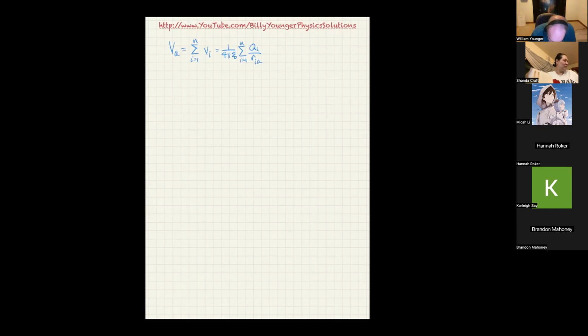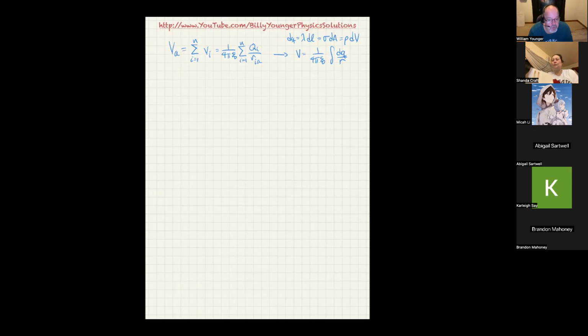Of course, if you didn't have that, you could have a continuous sum, in which case you're going to say V is equal to 1 over 4 pi epsilon naught times the integral of dq over r. And as always, dq could be lambda dl, or it could be sigma dA, or it could be rho dV, where dA is an area element and dV is a volume element, so on and so forth.